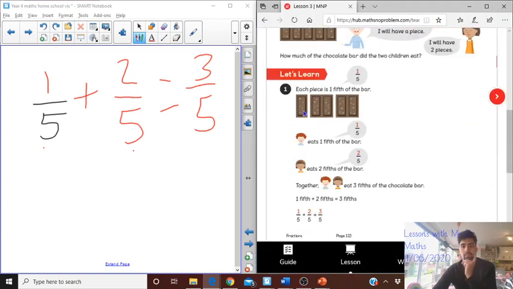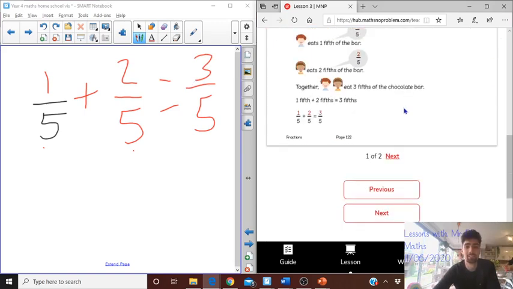So each piece is a fifth, because I split the whole into 5 equal parts. He has 1/5. She has 2/5. Together they will have 3/5 because 1 and 2 is 3. 1/5 and 2/5 is 3/5. 1 part and 2 parts is 3 parts. That's one of the many ways that you could say it.